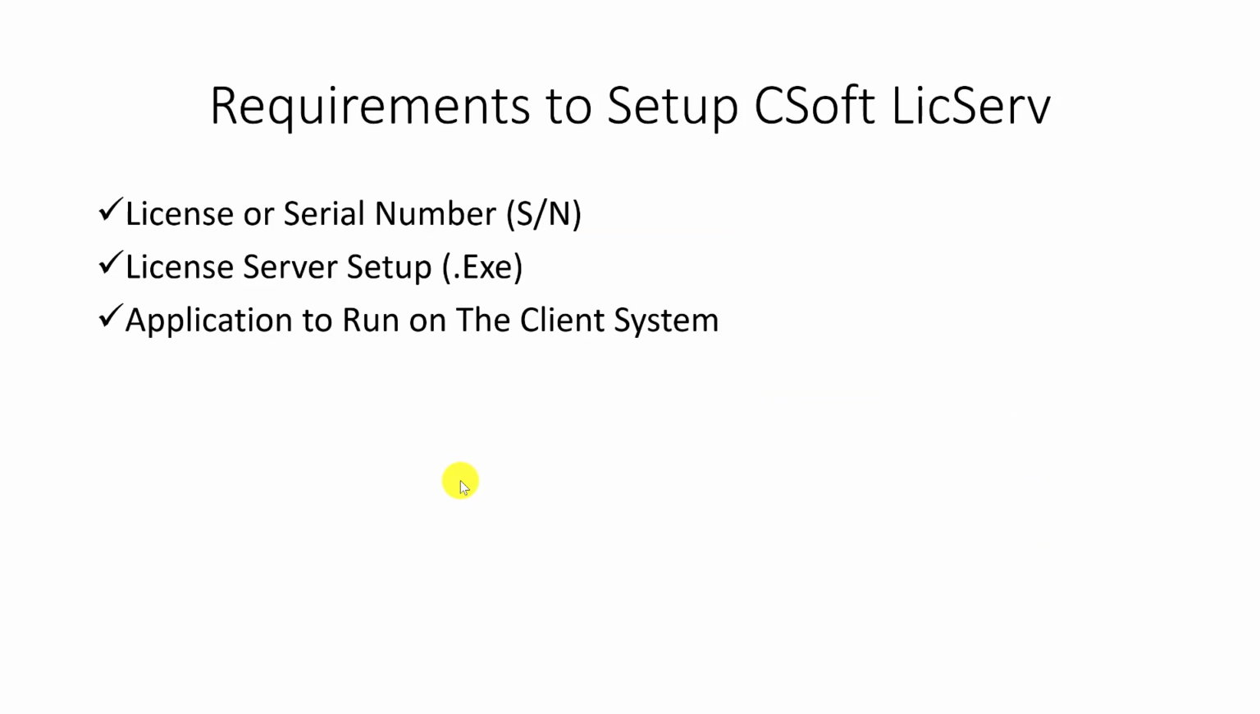Requirements to set up a CSoft license server: you need a serial number and license file from CSoft, or only a serial number. You need the license server setup.exe, which is available on FTP or you can download it from the description below this video. And obviously you need the applications to run on the client system. So these are the basic requirements to set up a CSoft license server.